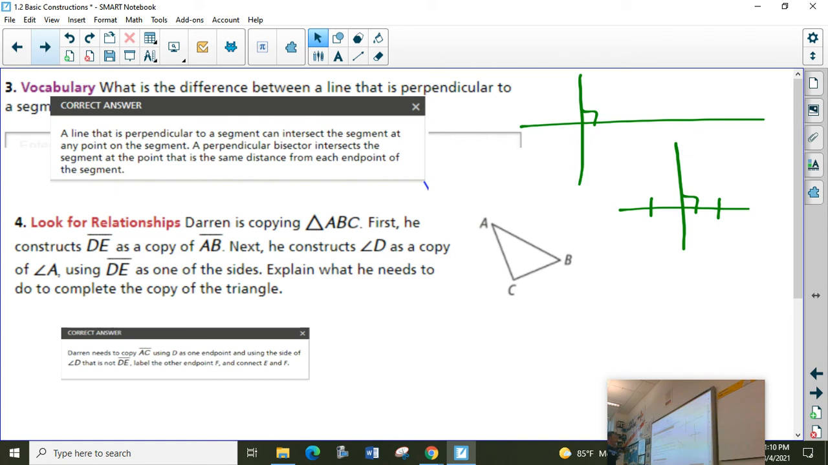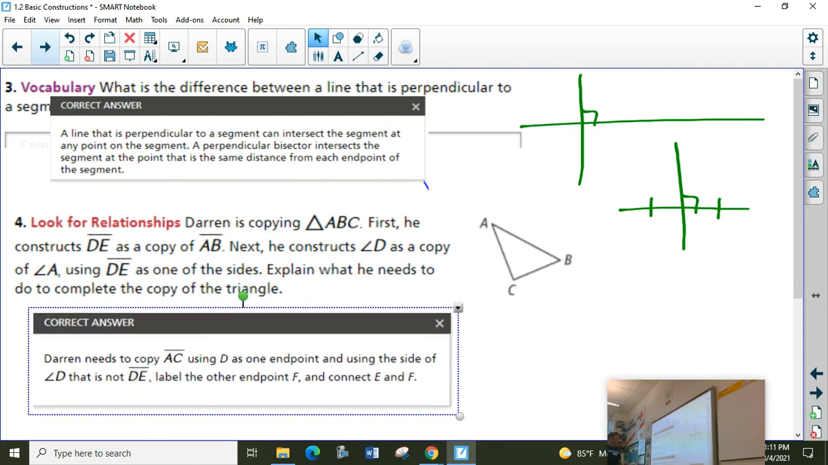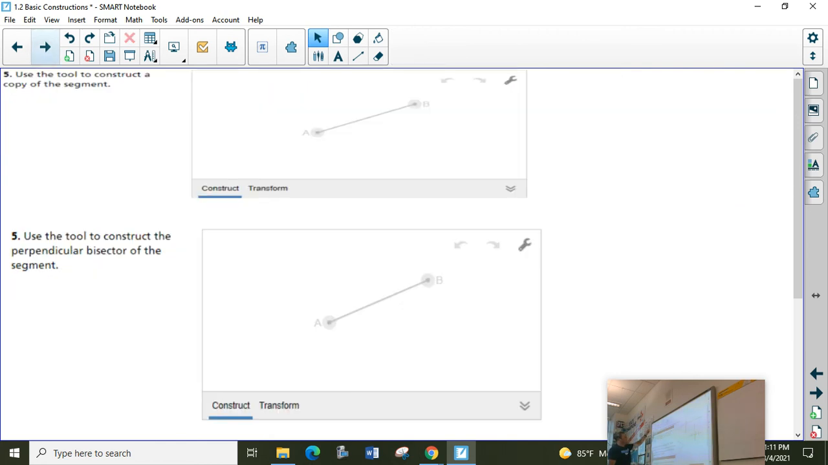Let's see. First, Darren is copying ABC. First, he constructs DE as a copy of AB. Then next, he constructs angle D as a copy of angle A. Using DE as one of the sides, explain what he needs to do to complete it. He needs to copy segment AC, using D as one of the endpoints. So basically, he's trying to copy all three of these angles, or this triangle, so he just has to complete the last step.